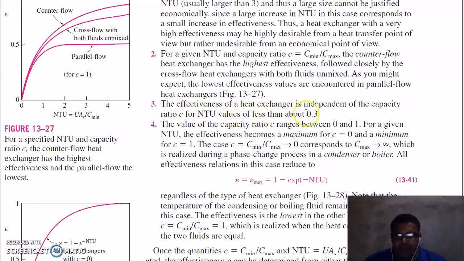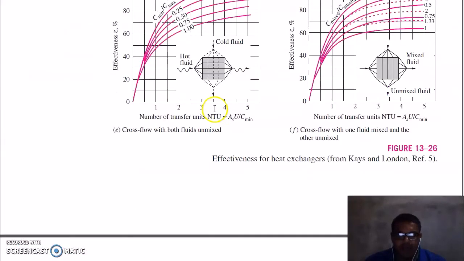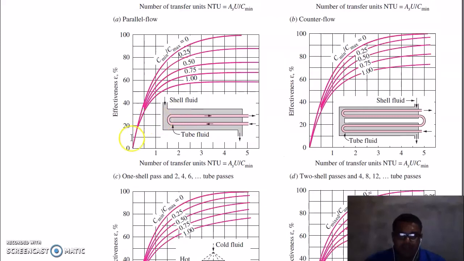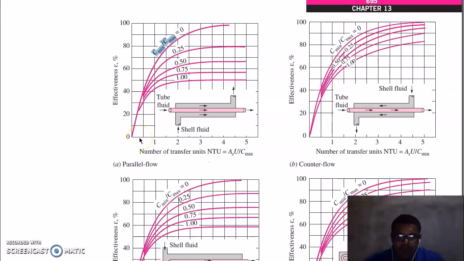The effectiveness of a heat exchanger is independent of the capacity ratio C for NTU values of less than 0.3. You can see below 0.3 NTU value, the effectiveness is independent of capacity ratio. In all the cases it is the same irrespective of the capacity ratio. Also in this case below 0.3 NTU, you can see it is the same irrespective of capacity ratio. Effectiveness is the same in all the cases.